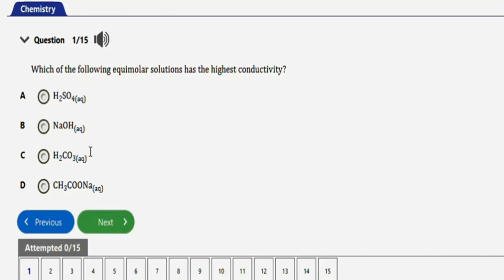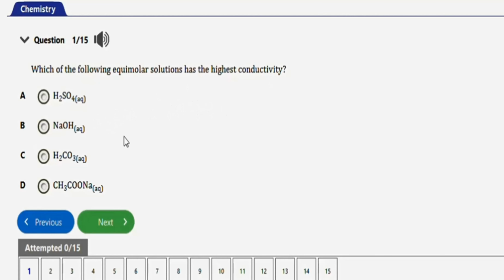Alright, so we have the following compounds: tetraoxosulfuric acid, sodium hydroxide, trioxocarbonate, and sodium acetate. So the right option will be option A. Tetraoxosulfuric acid, or sulfuric acid, is a very strong acid, so it will have the highest conductivity.